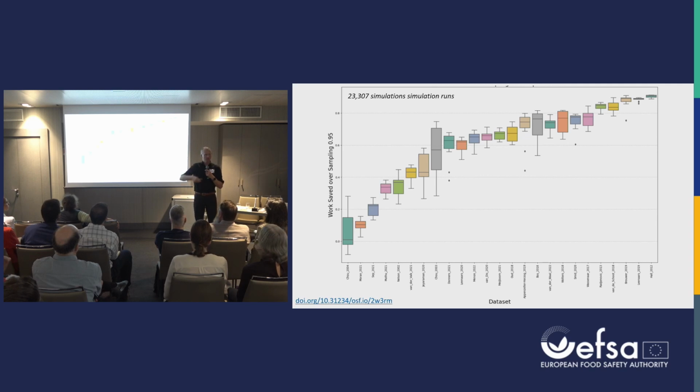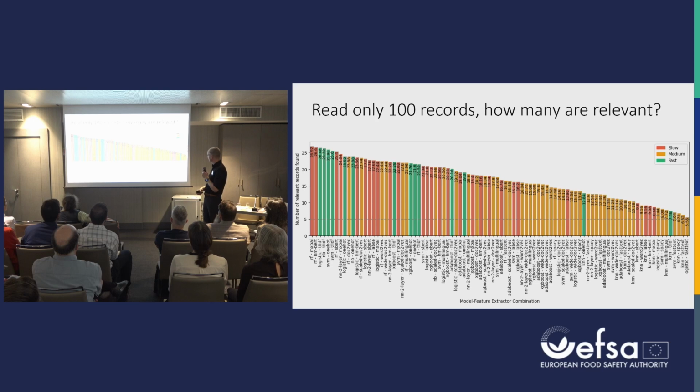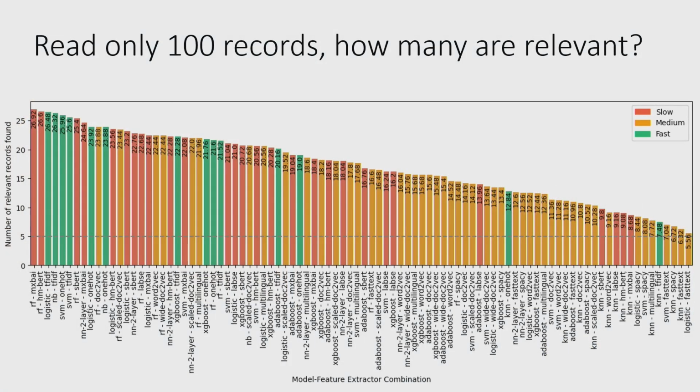Okay, we can also turn it around. So here we combined many different models. If you have questions about what models, then I'm happy to answer those, but it doesn't really matter. So we have all kinds of models, and the task here was to just read 100 records. So let's say you only have 1 hour to screen. Which of the models could then identify most of the relevant records? Well, it's apparently this one, random forest with MXBai, and MXBai is like a large language model, or a small large language model, so to say.